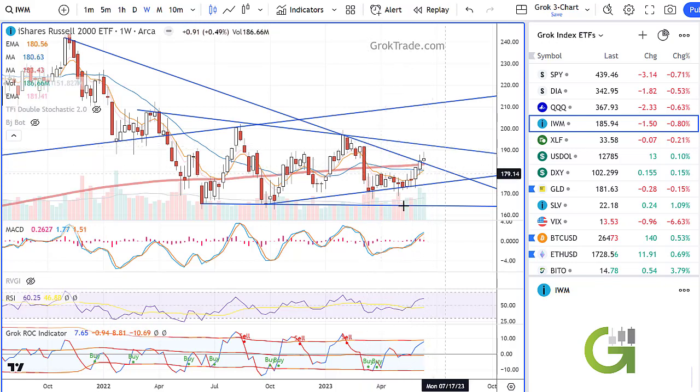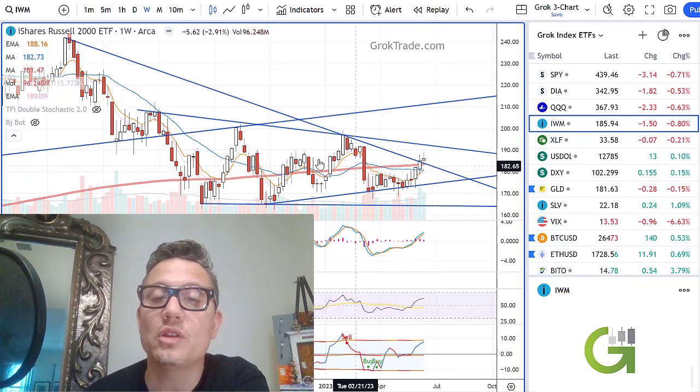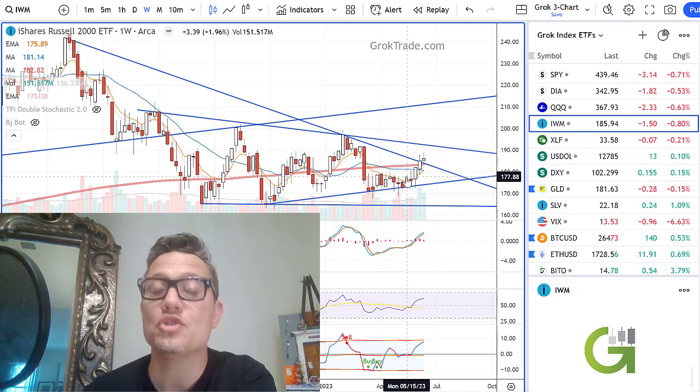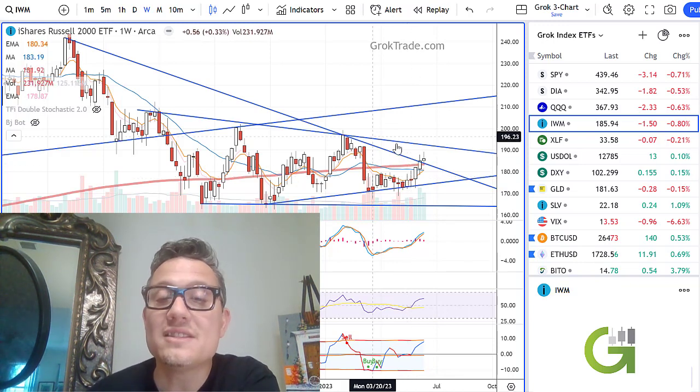Now, in the symmetrical triangle, it broke above last week the moving averages, but we stubbed our toe, or we hit our head rather, on the upper trend line. This week we broke above it, so that's relatively strong. So that's good to see. But the problem is, relatively speaking, against the S&P versus the NASDAQ, we're not seeing the same strength.